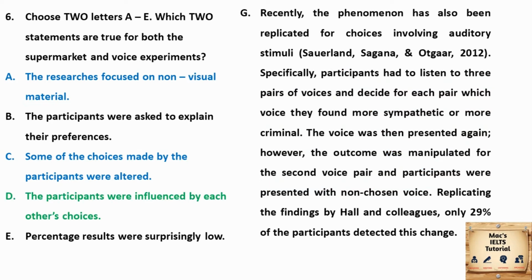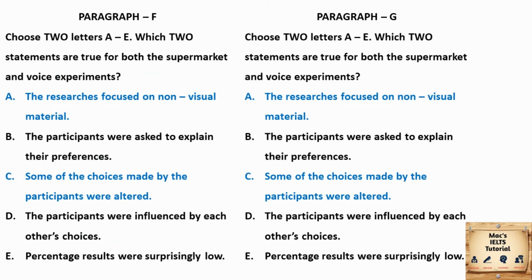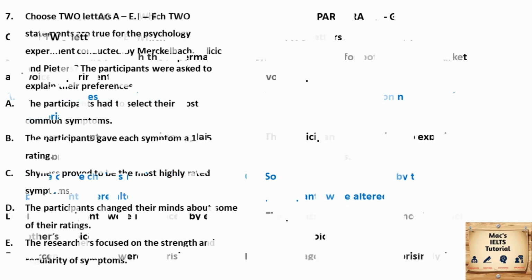The participants were influenced by each other's choices. There are no paraphrased or direct words in the passage that match with feature D. So, we shall move on to the next feature. Percentage results were surprisingly low in the last feature given to us. Again, this feature also does not match with the paragraph. We are now done with going through all the features. We shall start comparing the features of both the paragraphs. It is quite transparent that only features A and C are true for both the supermarket and voice experiment.